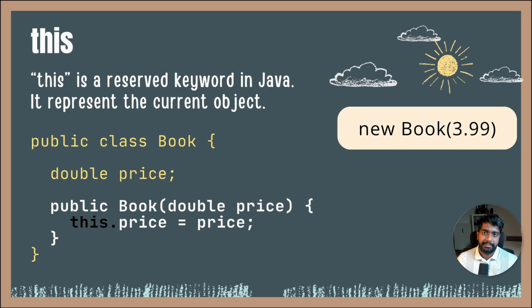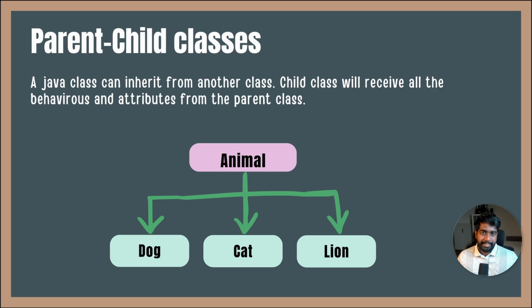variable called price. When it comes to Java classes, you can extend or inherit from another Java class. In this case, it is more like a parent and child relationship. The child class will receive all the attributes and behaviors which are defined inside the parent class. And also the child class can define its own behaviors and attributes. For example, let's imagine we have an animal class and it has been extended by the dog, cat, and lion classes. Naturally, all the attributes and behaviors defined for the animal class will be reflected on all these three classes which have been extended from that parent class.